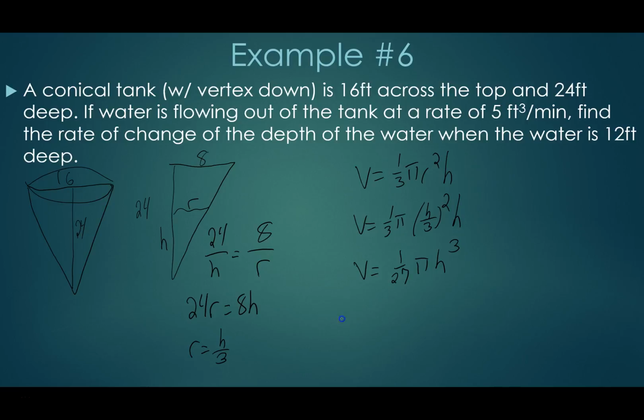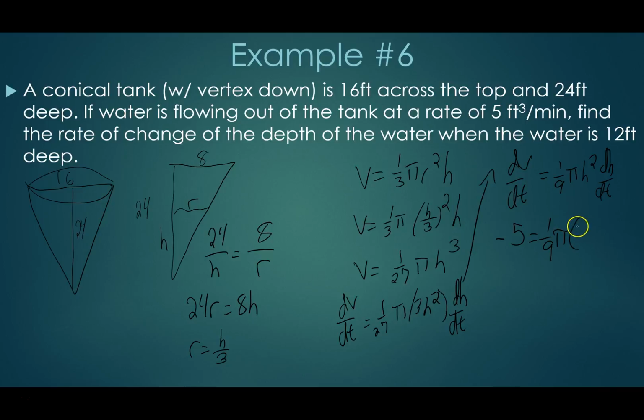So I now go ahead and take my derivative. dV/dt is 1/27 pi times 3h squared dh/dt. Which, when you simplify, dV/dt is 1/9 pi h squared dh/dt. I can now plug in all the information. Water is flowing out of the tank, therefore the volume is decreasing, so dV/dt is -5. Our h is given to us as 12. And we want to solve for dh/dt.